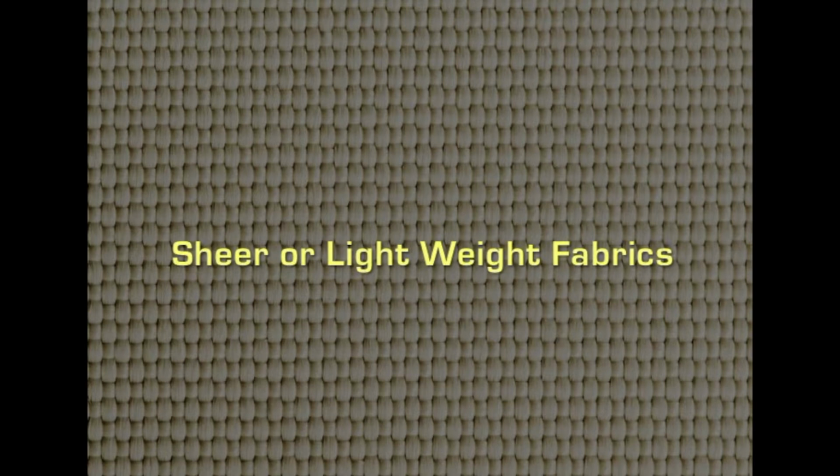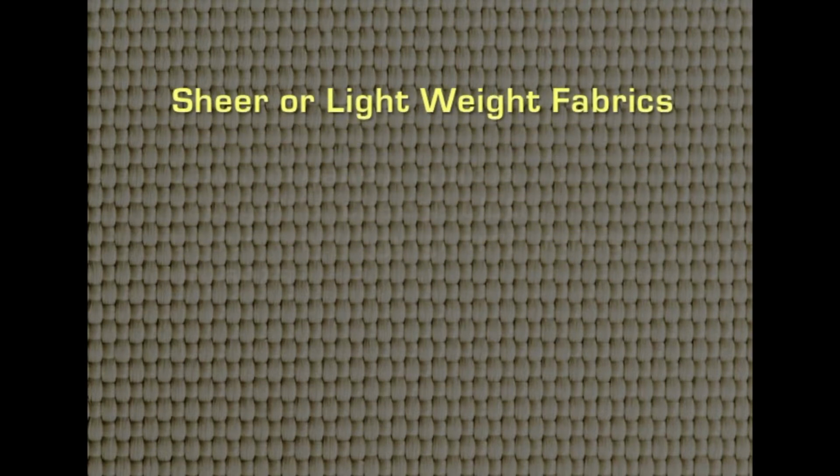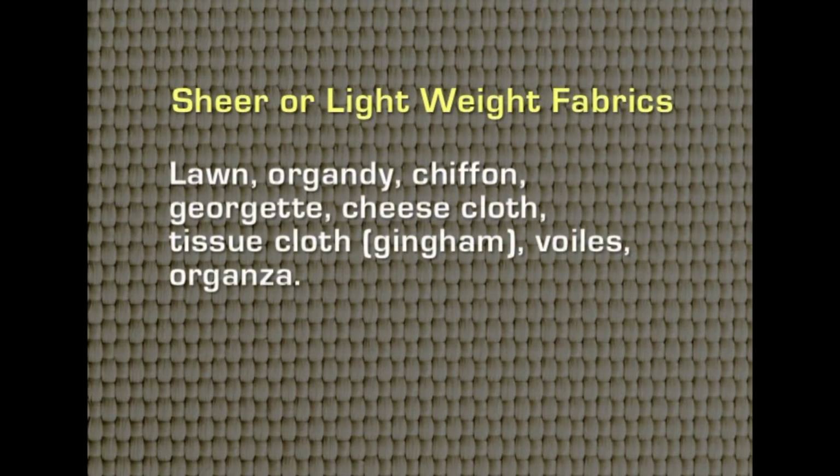Then coming to the sheer or lightweight fabrics, we have lawn, organdy, chiffon, georgette, cheesecloth, and tissue cloth. Also gingham, voiles, and organza. These all come under the sheer materials.